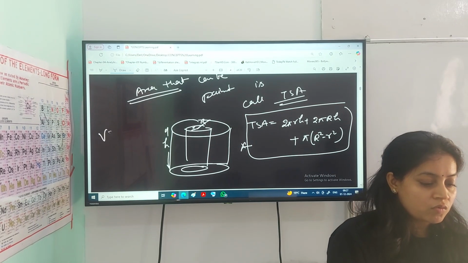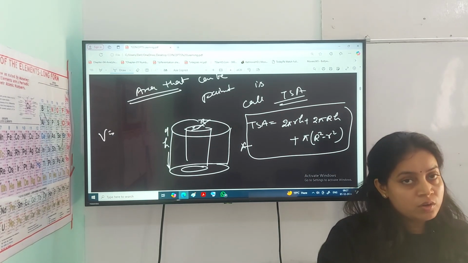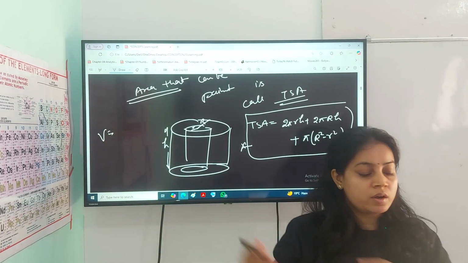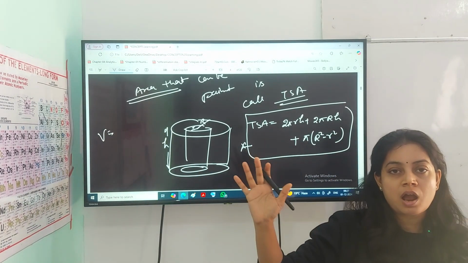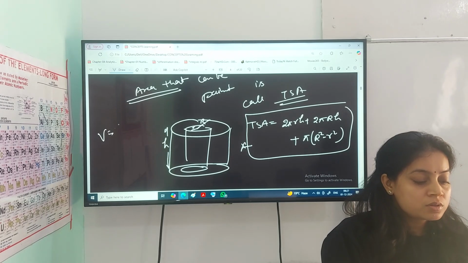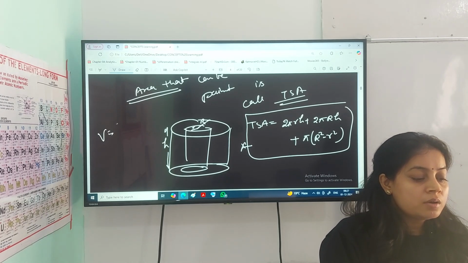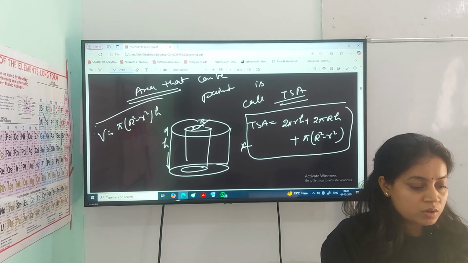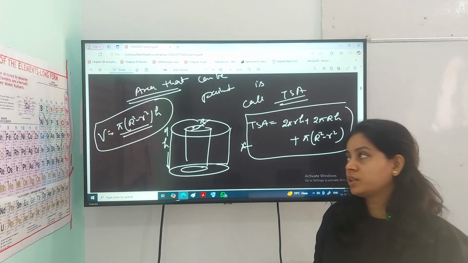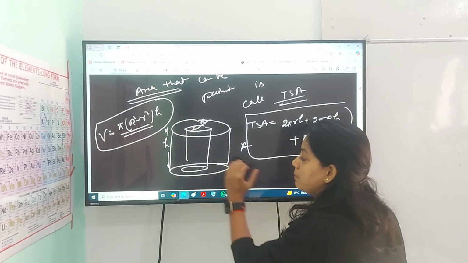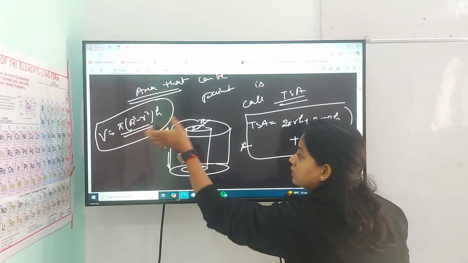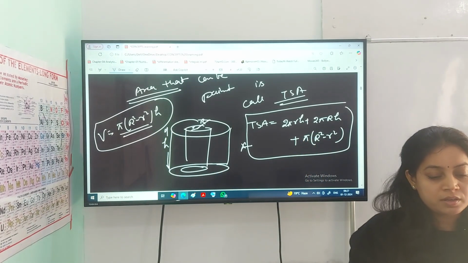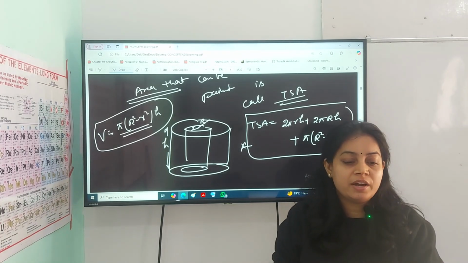You can simply calculate the volume of the hollow cylinder. We know the volume of the cylinder is pi r square h, so you can simply subtract the inner volume from the outer volume. So volume will be pi (R square minus r square) into h. I told you the standard formula for volume: area of base into height. The base is a ring, the area of the ring is pi (R square minus r square), multiplied by the height.